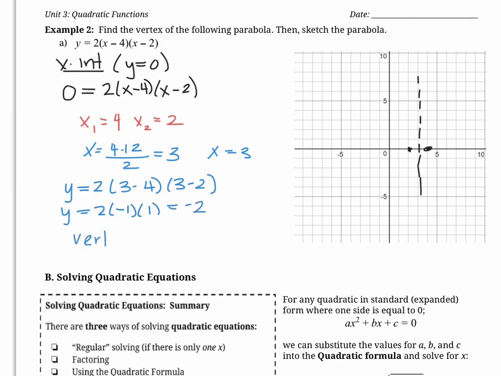So my vertex should be, my x value has to be 3 because that's where my axis of symmetry is, and my y value has to be -2. So I'm going to plot that right here, and I have my 3 points. If I connect it, it should make my parabola. Ta-da! This parabola opens up, and that's exactly what I predicted would happen because my a value is positive.